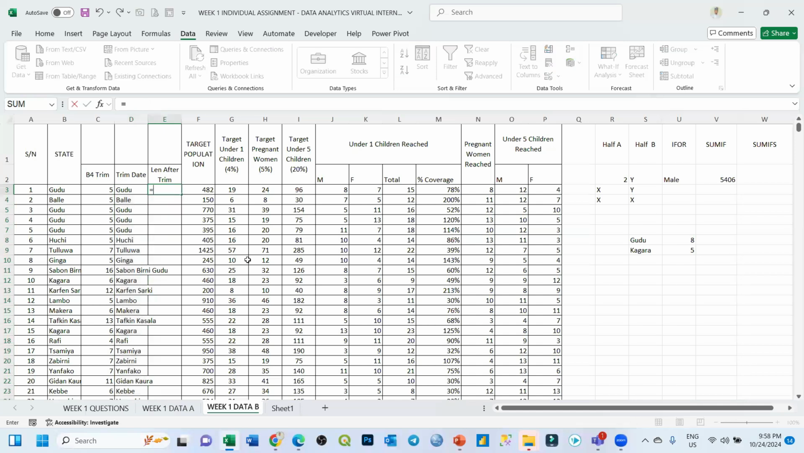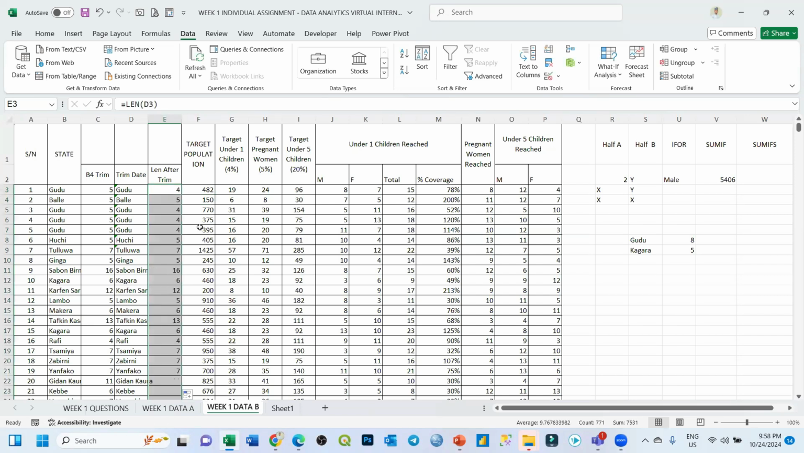So let me show you something. Let me see learn. Then I'm getting this. Look at what just happened. You see, in this Gudu, we have what? We have 5 characters before trimming, but after trimming it is 4. And these extra spaces that you are seeing are very useful for you to get knowledge of this.